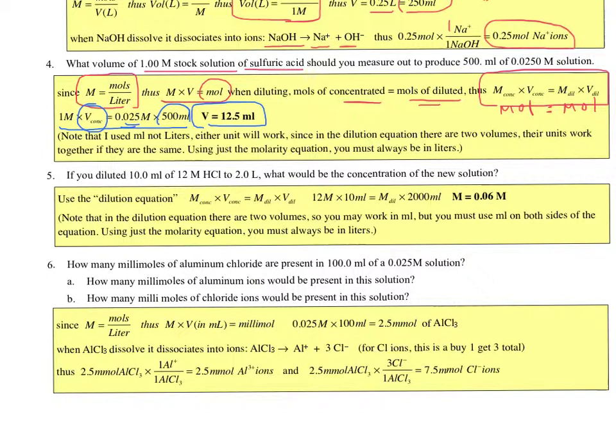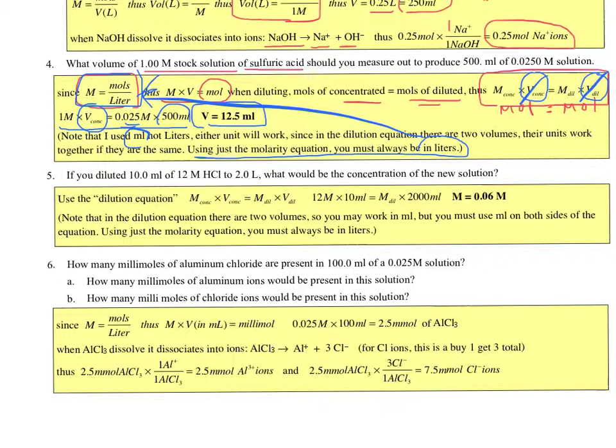Note that I use milliliters, not liters, since in the dilution equation, volume is in the equation twice, unlike in the original molarity equation, it's there only once. You can use milliliters because they would effectively, volume-wise, cancel each other out. Remember, however, when using the molarity equation only once, like here, you must always be in liters.